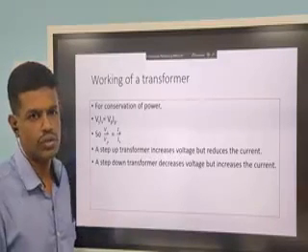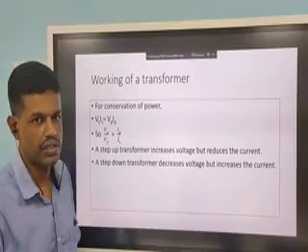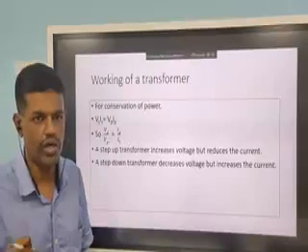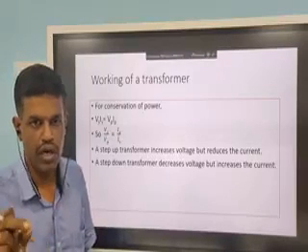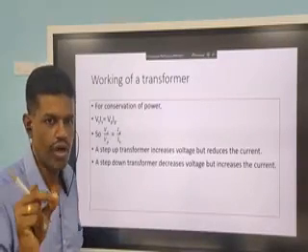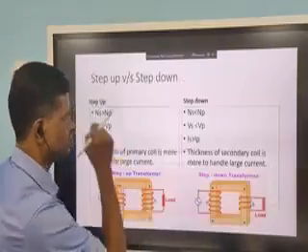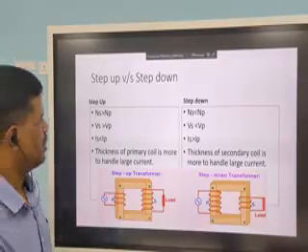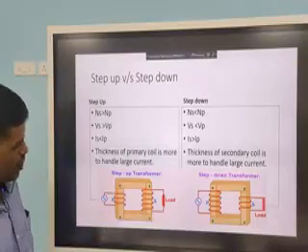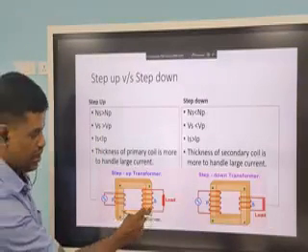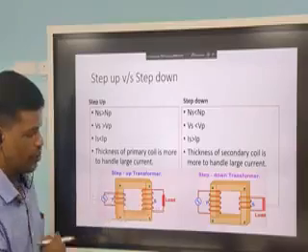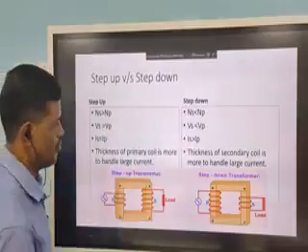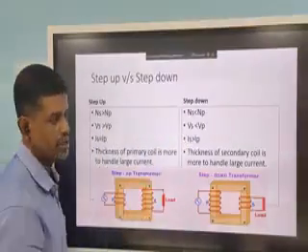According to these values, whether the current is increased or decreased, where more current flows, there we have to use wires of more thickness. Where current is less, we can use wire of less thickness. So this is a comparison between step-up transformer and step-down transformer. In a step-up transformer, Ns is greater than Np, that is, the number of turns in secondary is more than the number of turns in primary. Here, Ns less than Np. Vs greater than Vp, Vs less than Vp. Is less than Ip, Is greater than Ip.